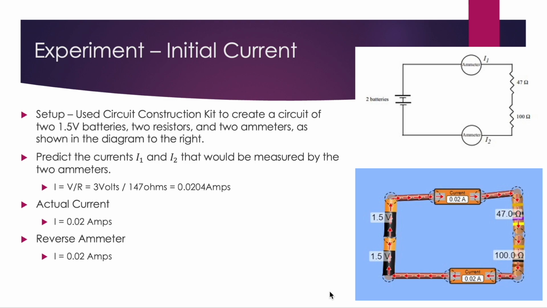Initial current. In this experiment, we will be utilizing the circuit setup shown on the right. It has two 1.5 volt batteries, two resistors, and two ammeters. In this, we will be predicting whether the current at both the ammeters are the same or different. My prediction was that they would be the same, and the circuit shows that they are the same. The current in each one is 0.02 amps, and if we reverse the ammeter, it also reads 0.02 amps.